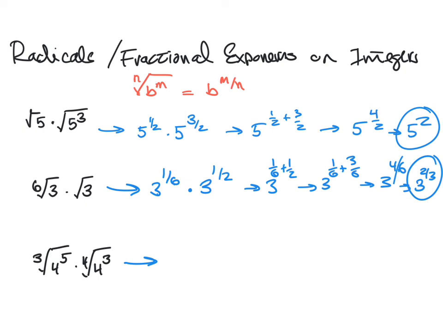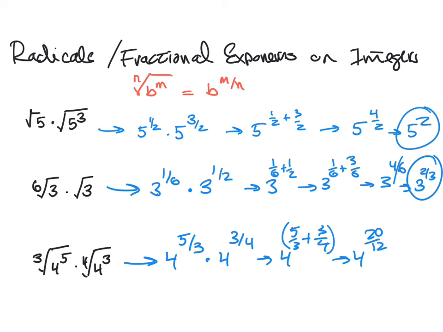So this one pulls out all the stops. 4 to the 5/3 times 4 to the 3/4. Ugh. 4 to the 5/3 plus 3/4. It's really, all of this stuff is an excuse to get you to practice working with fractions. Did you know that? Yeah. So this is 4 to the, oh dear, let's see, 20/12 plus 9/12, which is 4 to the 29/12 power.